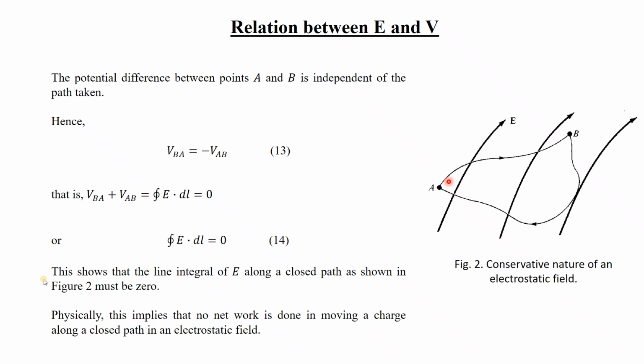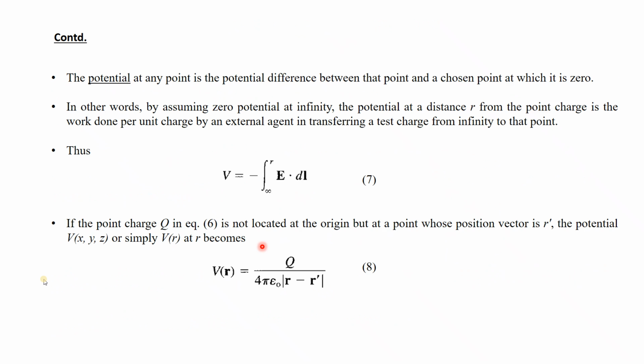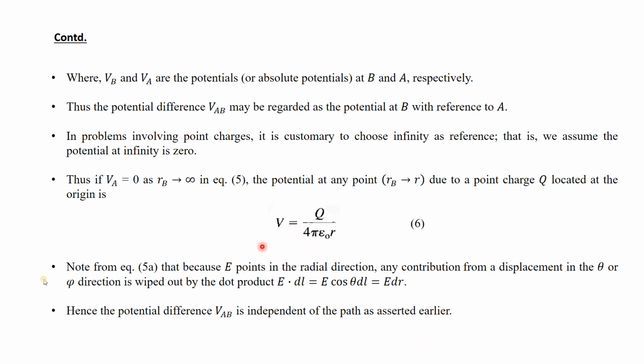That means if you take the potential difference along a closed path from A to B and again back to A, it will equal 0, because VAB plus VBA adds up to 0, since both are equal and opposite.